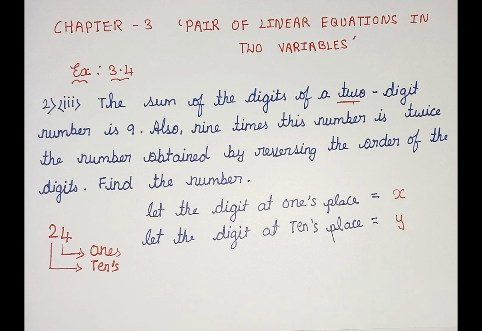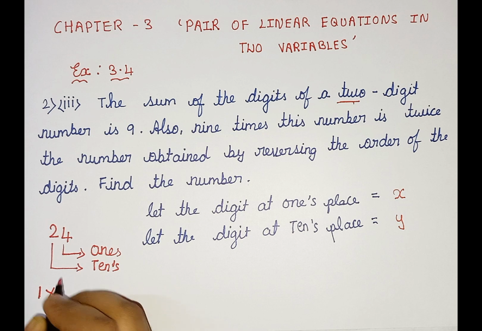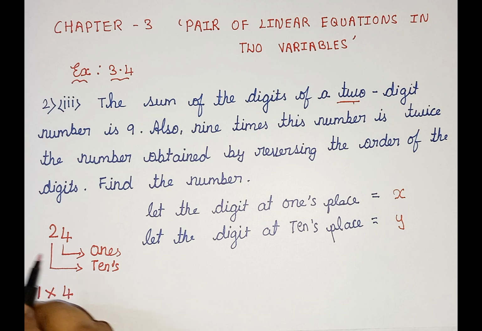When we talk about the ones place, ones means 1, so 1 into 4. We usually expand it like this. When I tell you to expand it, you will expand it like this, isn't it? In small age we studied this. I know most of you won't remember that. Even I didn't remember at first. So try to understand now.